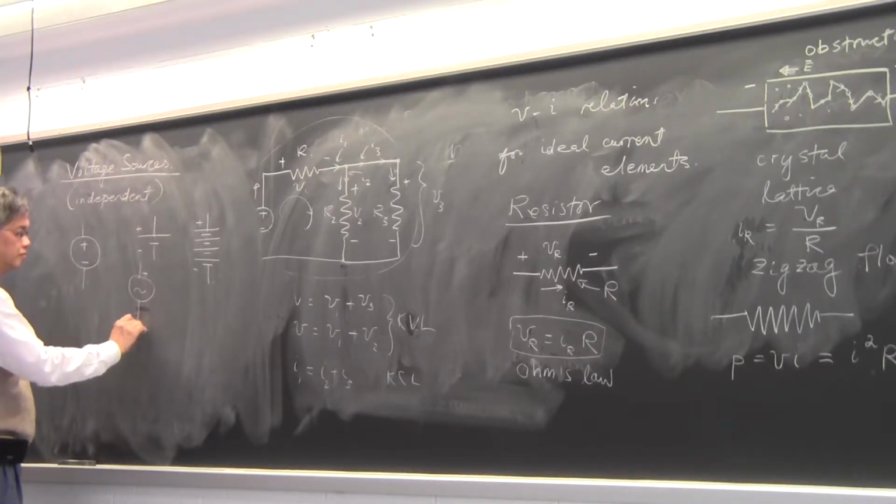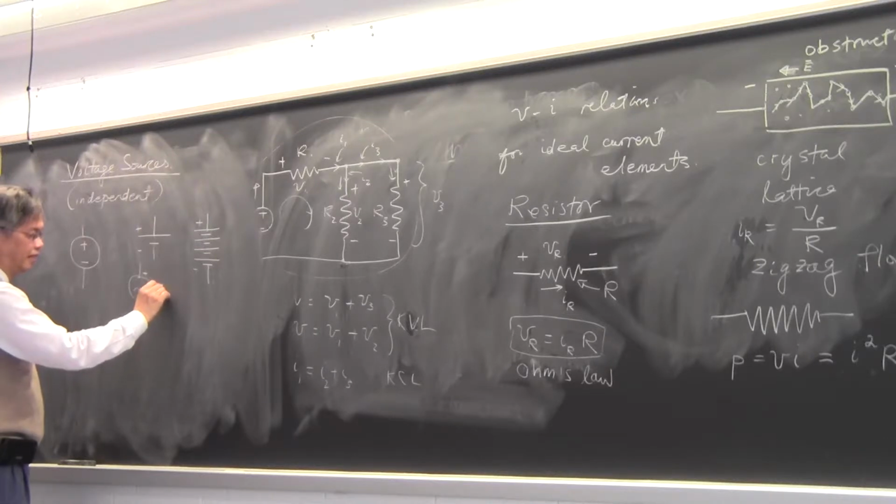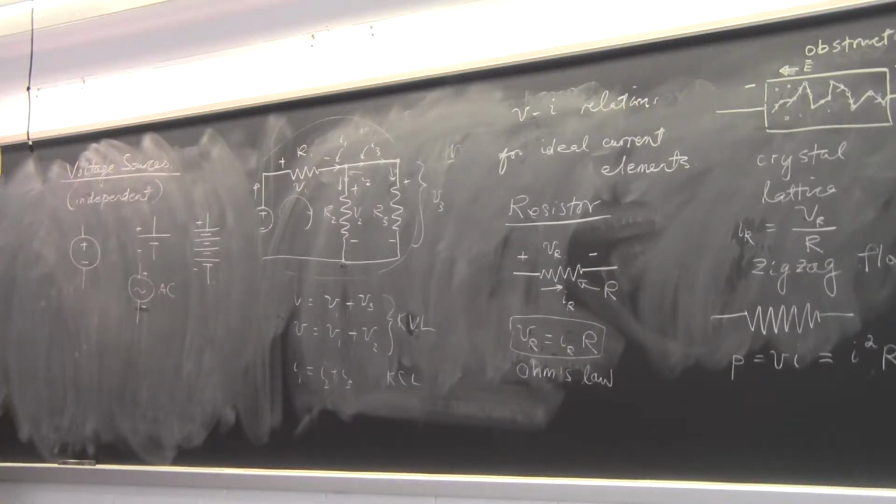This means an AC voltage source. AC stands for, what does it stand for? Alternating current. Very good. AC stands for alternating current. Okay, those are the kind of voltage sources you can have.